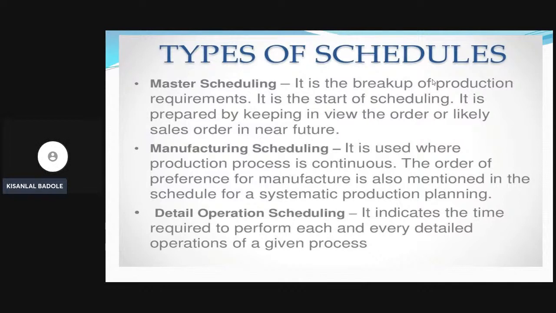It is the start of scheduling. It is prepared by keeping a view of the order or likely sales order in the near future. Okay. After that, what schedule will there be for manufacturing? It is used for the production process in continuous form. Okay, means your manufacturing process may come under this continuous. The order of preference to manufacture is also maintained in the schedule for systematic production planning.